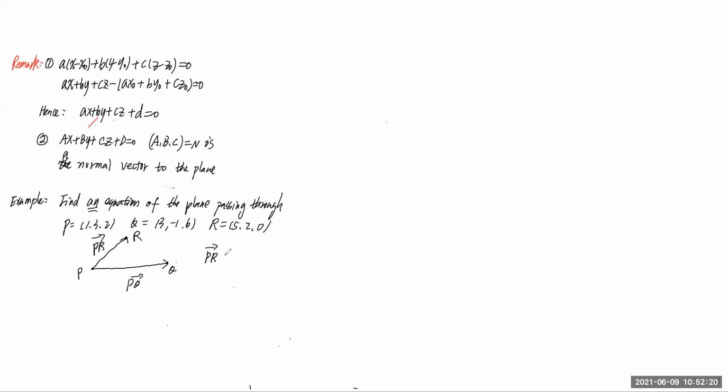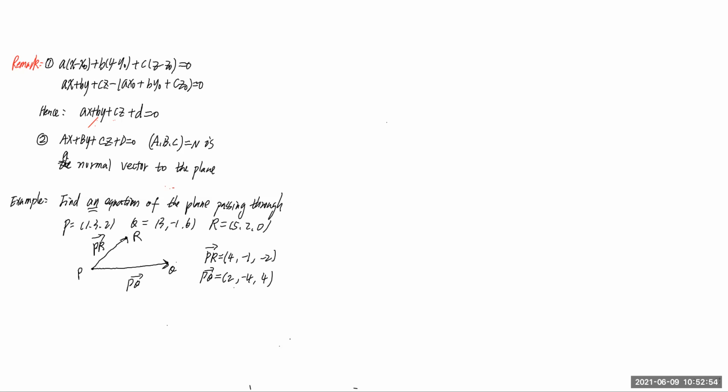PR is 5 minus 1 is 4, right? This is -1, -2. PQ is 2, -4, 4, right? We get two vectors. You don't have to draw the R3. That's unnecessary, it doesn't help you. I can do it without the R3 coordinate, and I think so will you.